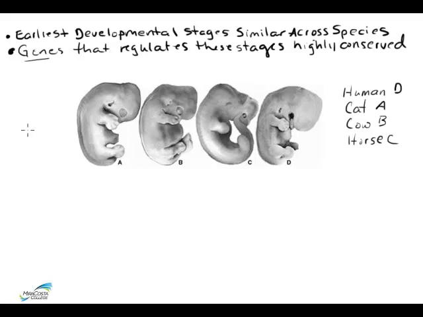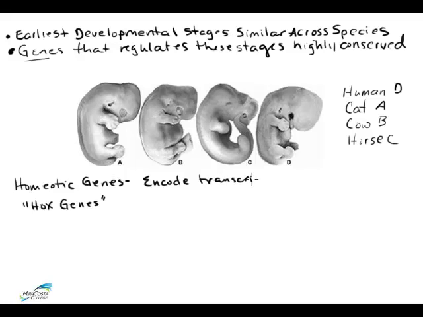An excellent example of this kind of conservation of developmental genes are in what are called the homeotic genes, or what are sometimes referred to as Hox genes. These genes encode developmentally important transcription factors. So these are proteins that regulate the transcription of other genes, and they're referred to as master regulators of development.